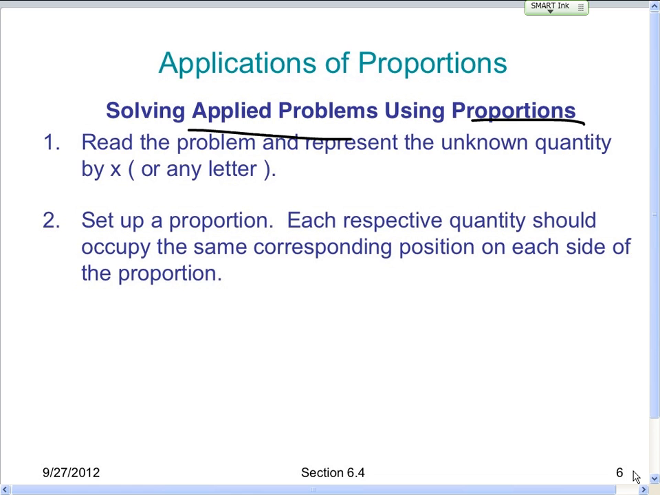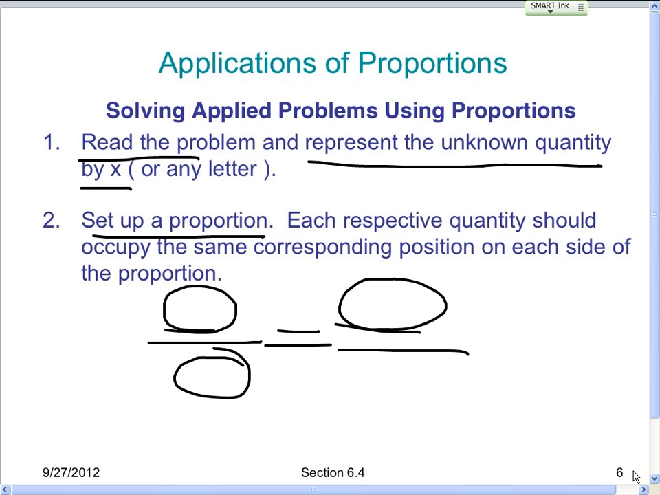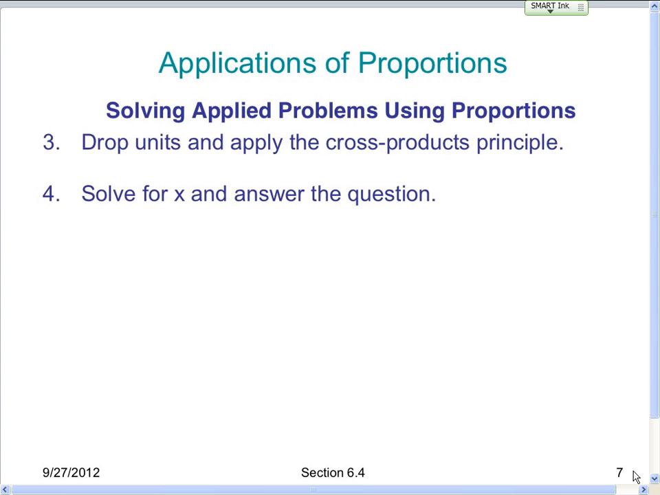Applied problems using proportions. First thing you want to do is read the problem. That seems self-evident, but not all my students actually read the problem. Represent the unknown quantity with x. Set up a proportion. You're going to have a number on the top and a number on the bottom, a number on the top and a number on the bottom, and one of these is going to be x. You don't know, you can put it anywhere you want, but you just have to be careful so that corresponding numbers are in the same position. So I'll talk more about that with a specific example. Cross multiply and solve for x.